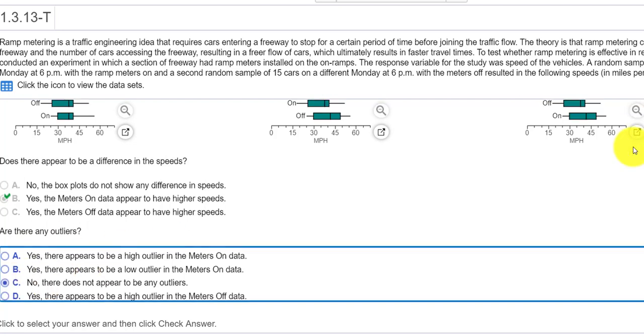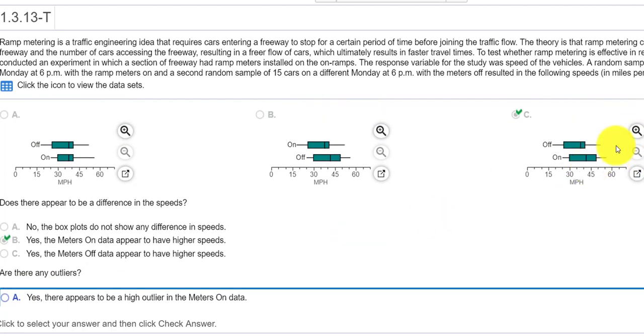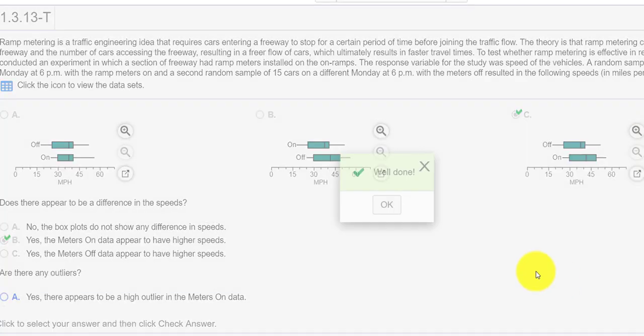Next, are there any outliers? I don't really see any outliers, right? If there were outliers, I'd see a few dots off to the side. So we get no.